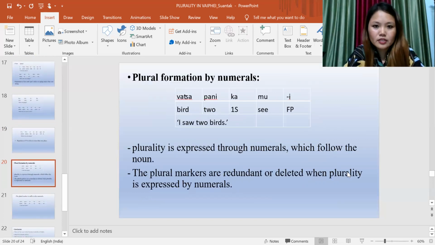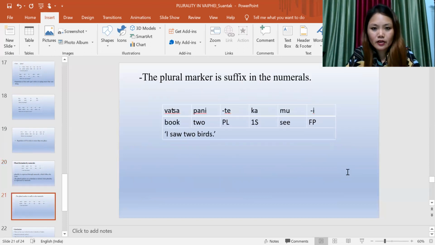And the last type of plural formation in Vipe is by using numerals. Plurality is also expressed through numerals, which follow the noun, as can be seen in the example. Vacha pani kamoy. So here, the numeral followed the preceding noun. The plural markers are redundant or deleted when plurality is expressed by numerals. So the language prefers to express plurality by using numerals. However, if the plural marker has to occur, then it is suffixed to the numeral, as can be seen in the example. Vacha panite kamoy. That means I saw two birds. Here the plural suffix te is attached to the preceding numeral.